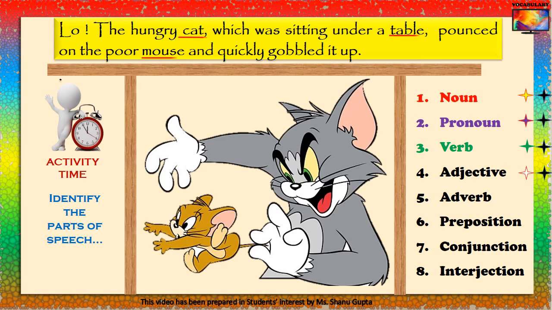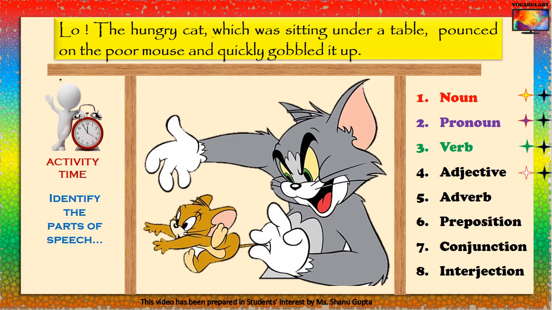the words "cat," "table," and "mouse" are nouns as they name things and animals. "The" and "a" are articles used before nouns, a category of demonstrative adjectives. Besides, words like "hungry" and "poor" describe the cat and the mouse respectively and are also adjectives. Coming to verbs, the phrase "was sitting" and the words "pounced" and "gobbled" represent actions and hence are verbs.